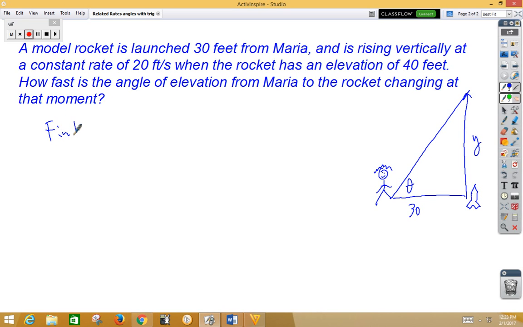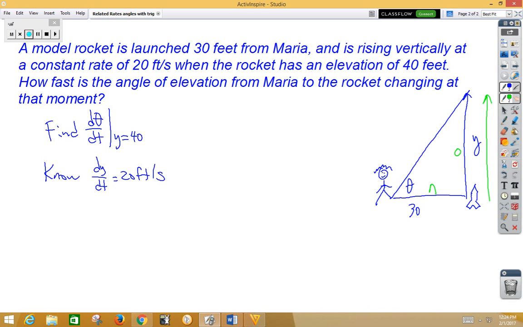So we're trying to find d theta dt at the moment, and it says when the rocket has an elevation of 40 feet. Well, the rocket is denoted by y, so y is 40. What we know, our known rate of change, it says that the rocket is launched vertically at a constant rate of 20 feet per second, so dy dt is 20 feet per second. Now, since the rocket is launching upward, the distance is getting larger, not smaller, so we have a positive rate. Our formula, if we look at our triangle, we have opposite and adjacent, so that would be tangent. So we have tangent theta is equal to y over 30. Kill the fraction, multiply the 30 to the other side. y is 30 tangent theta.